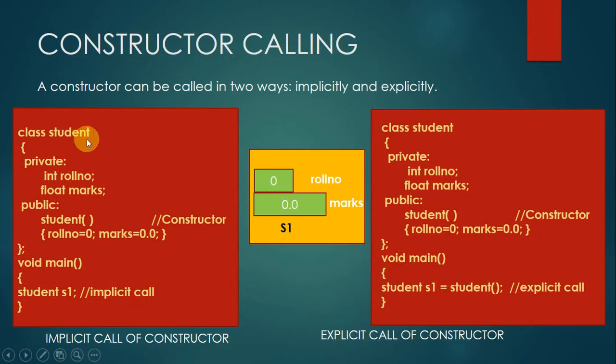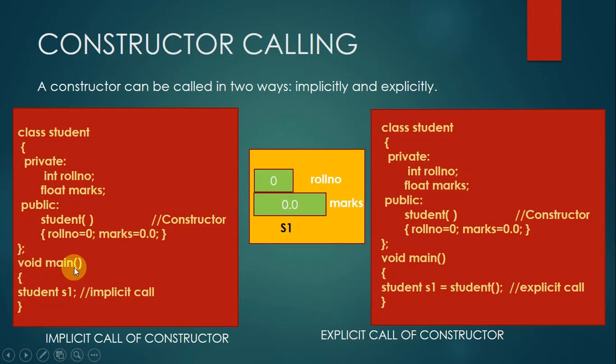Now we have class student here again. We are taking the same class with two private data members, roll number and marks. And in the public section, we are declaring a constructor. You can see here, constructor has the same name as that of the class and it is initializing the data members with legal initial values. Now let us see how we can invoke this constructor.